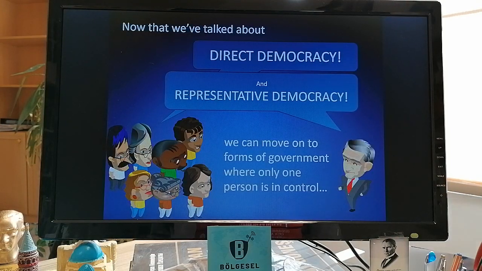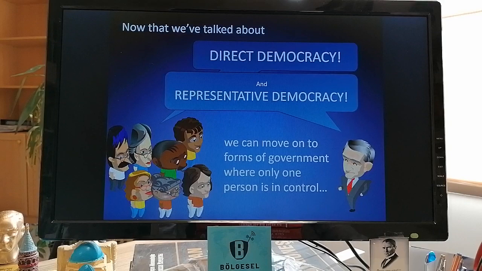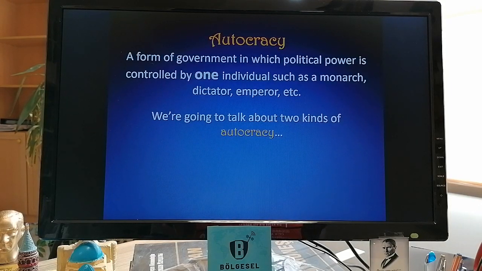Now, guys, we have talked about direct democracy and representative democracy. Now, let's talk about more forms of government, okay? Where only one person is in control. What is the name of the form of government where only one person is in control? I give you some time. Okay, autocracy. A form of government in which political power is controlled by one individual, such as monarch, dictator, emperor, etc. Okay, one individual controls everything.